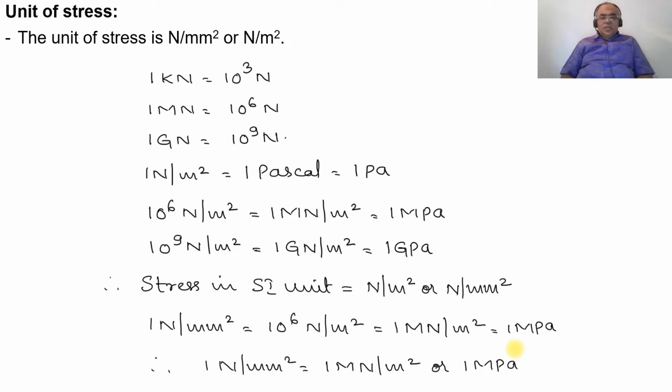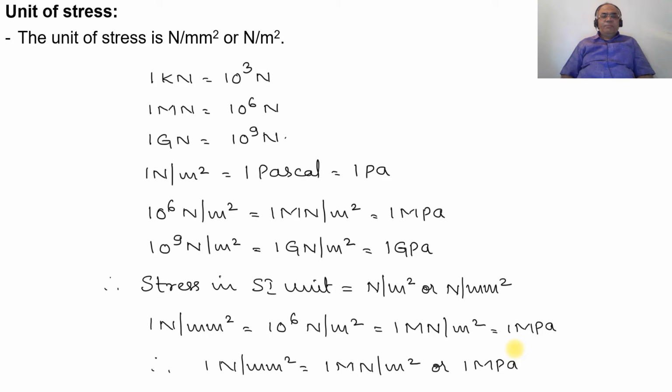So what are then the conversion factors? 1 kilonewton is equal to 10 to the power of 3 Newton. 1 meganewton is equal to 10 to the power of 6 Newton. 1 giganewton is equal to 10 to the power of 9 Newton. And 1 Newton per meter square is equal to 1 Pascal.